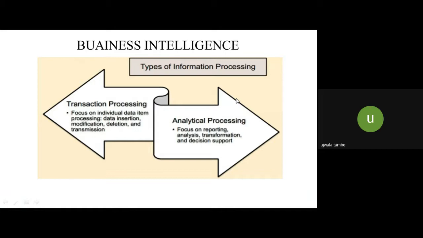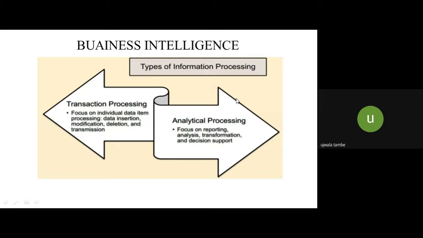After that, the next type is analytical processing. So what is analytical processing? Basically, it focuses on reporting, analysis, transformation and decision support. It involves performing operations on quantitative data. Okay, so what does quantitative data mean? It is data on which we can perform mathematical operations. Okay, and using those mathematical or statistical operations, decision-related results are generated.